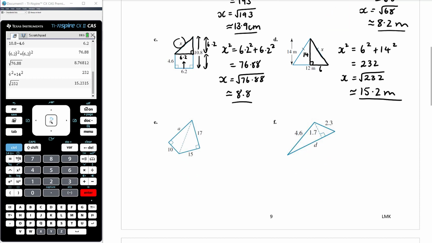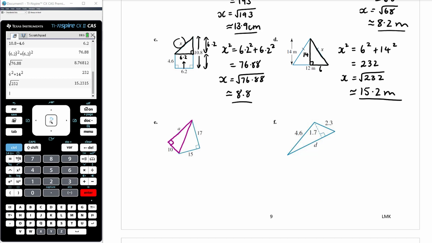Okay, parts E and F. We've got a couple of triangles going on, and again, it's about making sure that you stay focused on Pythagoras' theorem being only relevant in right-angled triangles. So we're trying to find A, which is here. If we're trying to find A, we're going to need to make use of this purple triangle.